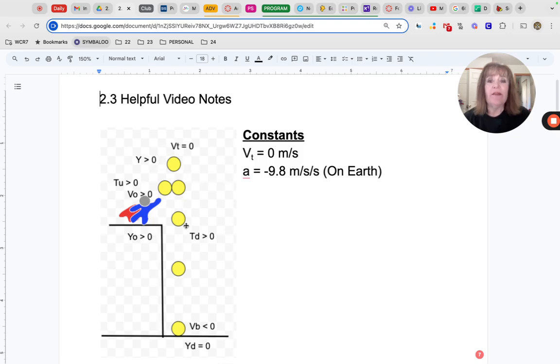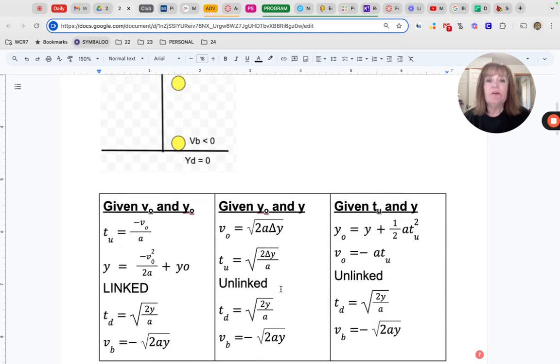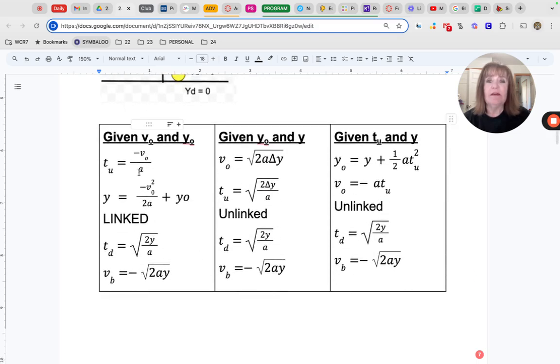Following our path is how you want to solve every problem. So if you start with y naught and v naught, you're going to follow the path to find time up, height, time down, and the velocity at the bottom. Again, you could start anywhere, but you want to go through the path in order to find things. So here are the equations that you need.